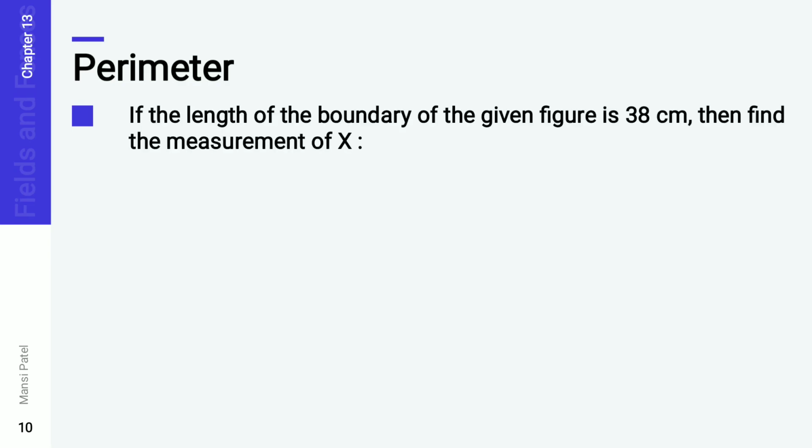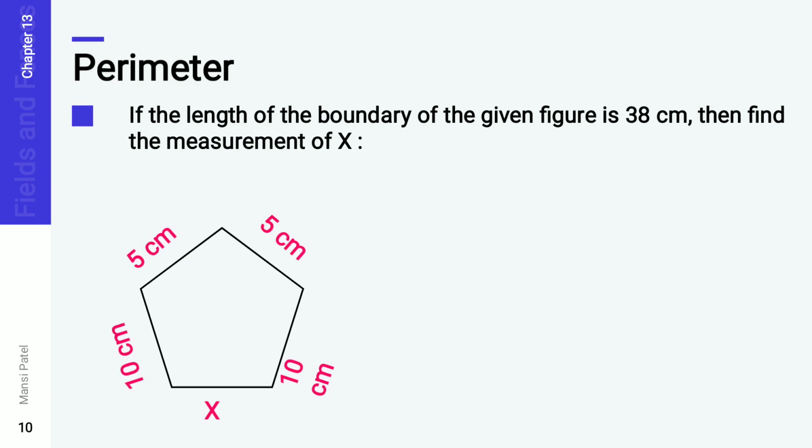If the length of the boundary of the given figure is 38 centimeter, so see here I am giving the length of the boundary. The length of the boundary is known as the perimeter. So here I am giving the perimeter of the given figure, the perimeter of this polygon. And what do you want to find out? You have to find out the measurement of x.